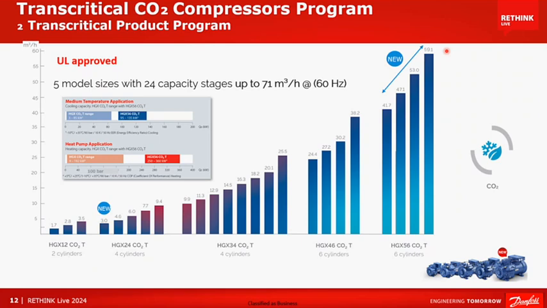But what is most interesting for us in industrial heat pumps are the largest compressors, where we launched earlier this year in May our new size 6-cylinder transcritical compressor, which at 60 Hz has a displacement of 71 cubic meters per hour swept volume. Now, with this new development, we would like to support our partners to build refrigeration and heat pump systems with CO2 in a large size.